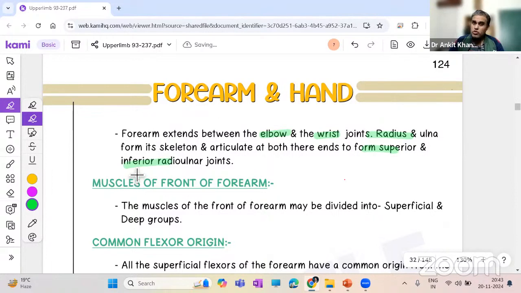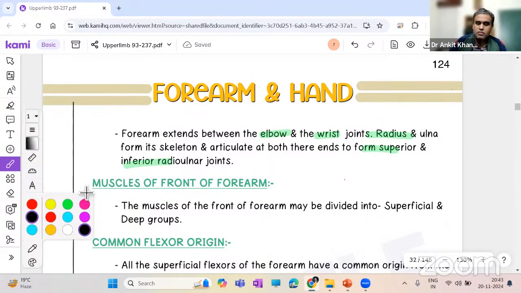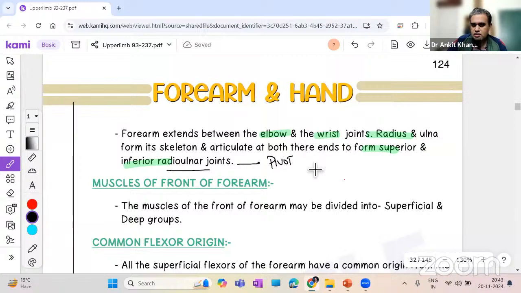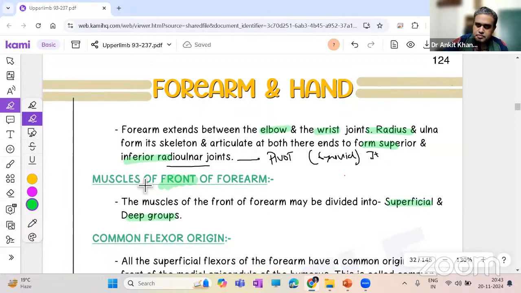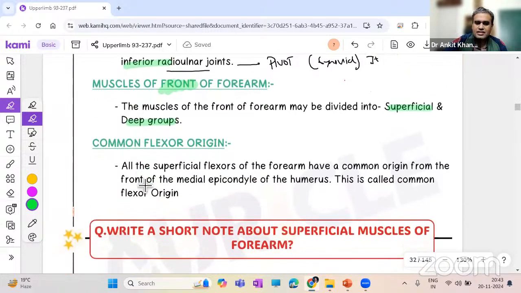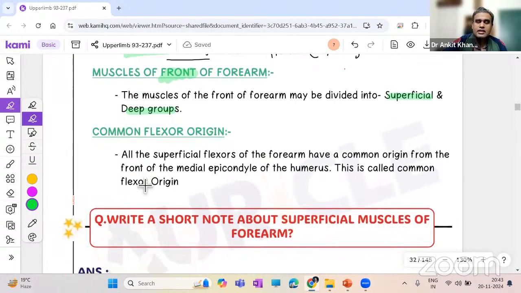If I may ask you which type of joint it is, slightly off the topic, but we have done it. The superior and inferior radioulnar joints were pivot type of synovial joints. If you can remember it, very good. The muscles in front, when you say muscles in front, you are dealing with the anterior group. Muscles in front may be divided into superficial and deep groups, as I said, their muscles are multi-layered. Now there is a common flexor origin and there is also a common extensor origin.